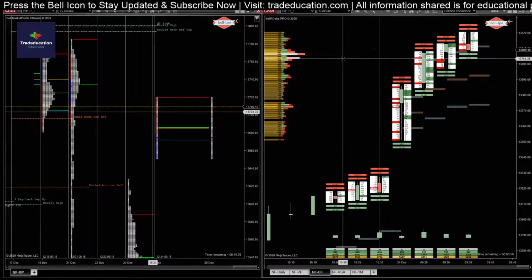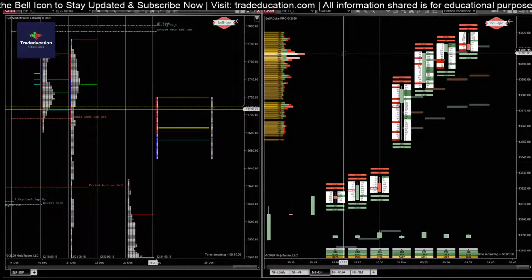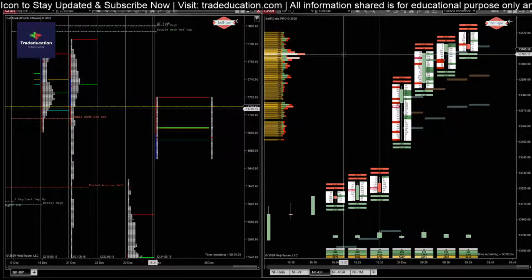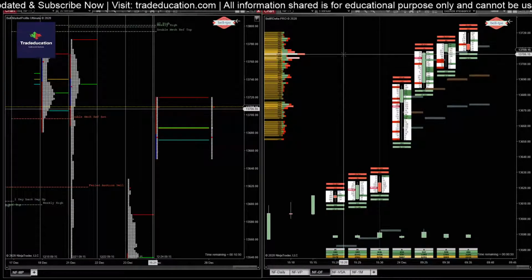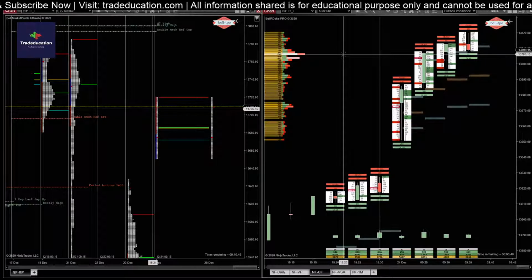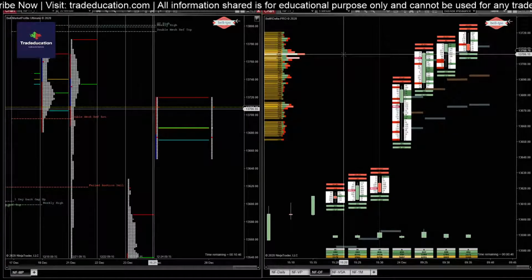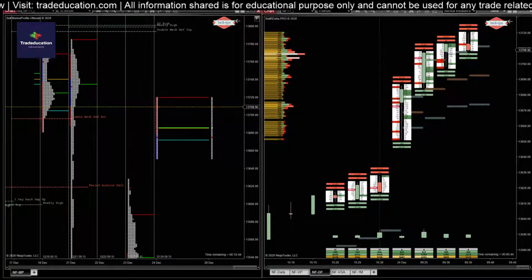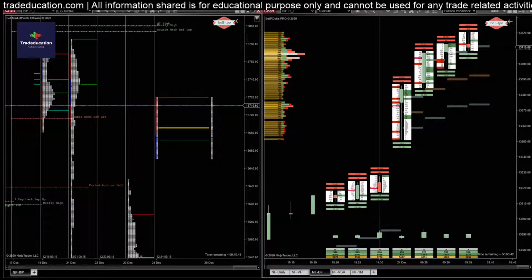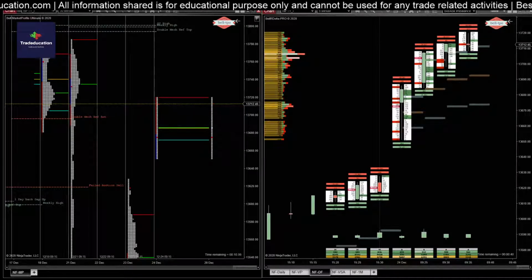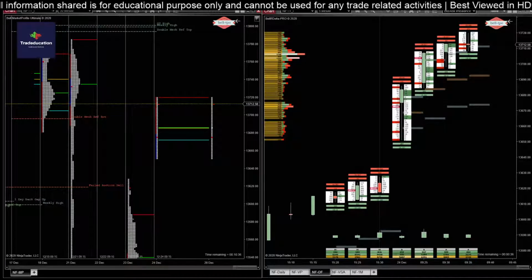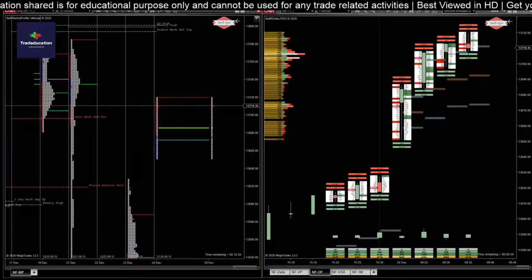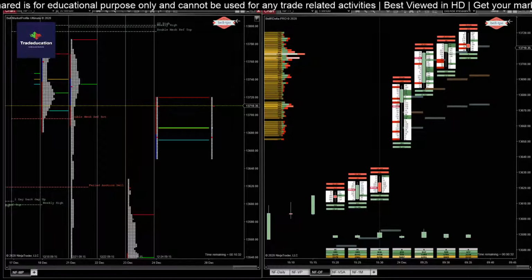So the POC has shifted here. This is where I'll expect some sort of buyers to step in again, and I'll be observing the tempo. Okay, so again doji candle is getting formed. We have 34 seconds to go.